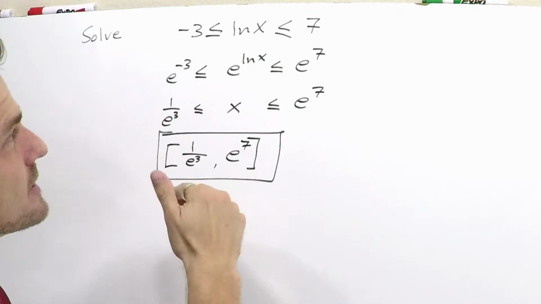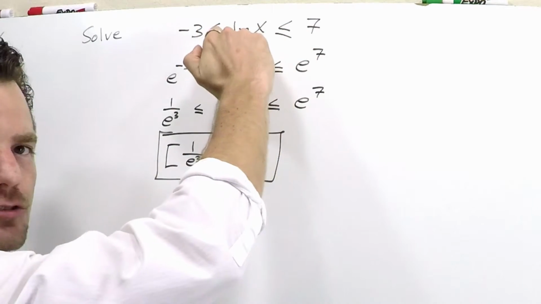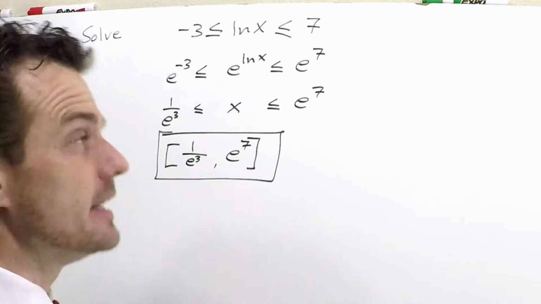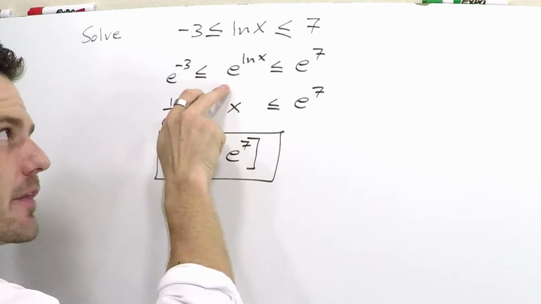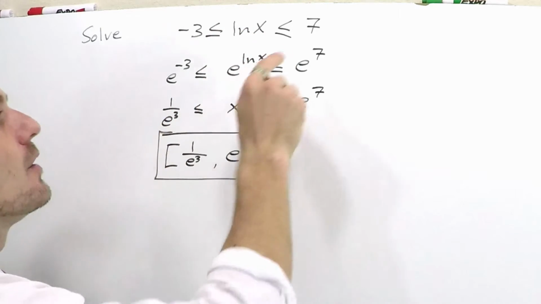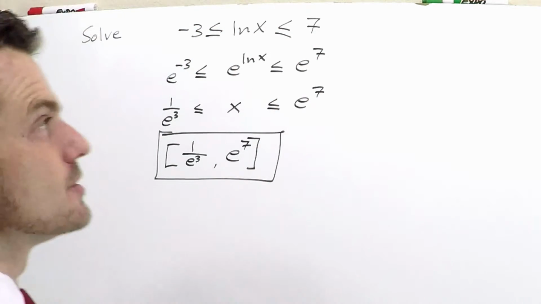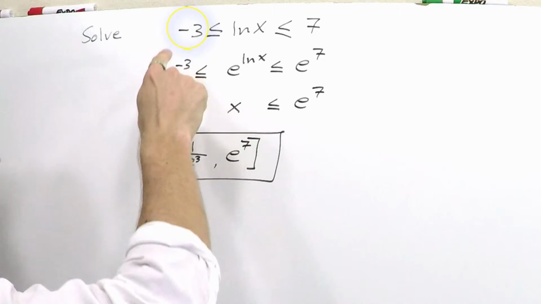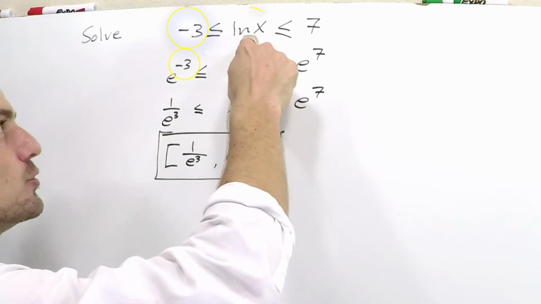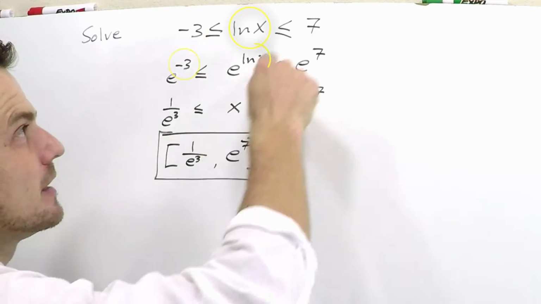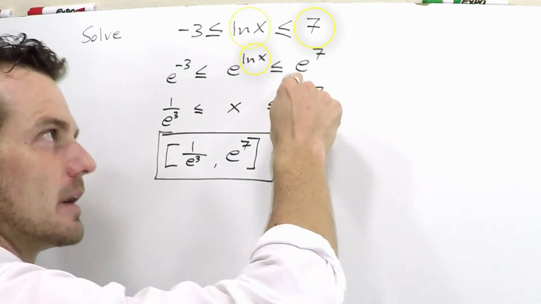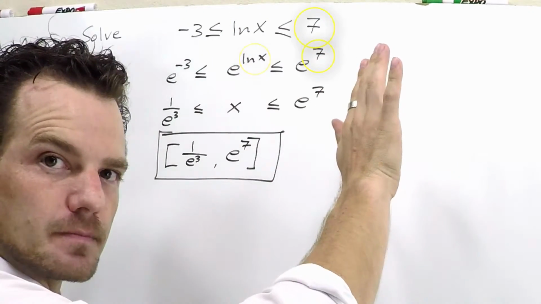So what we're going to do is do e to the power of this natural log, but the problem being, if this becomes the new power on the function e, we need to do it to every one of the components in the inequality. So this -3 will become the new power on e, the natural log is the new power of e, and 7 is the new power on e here on the right side.